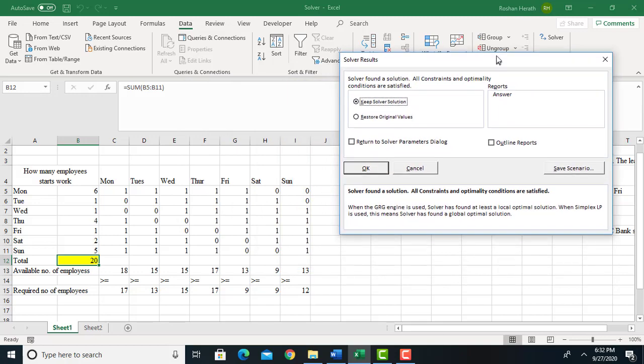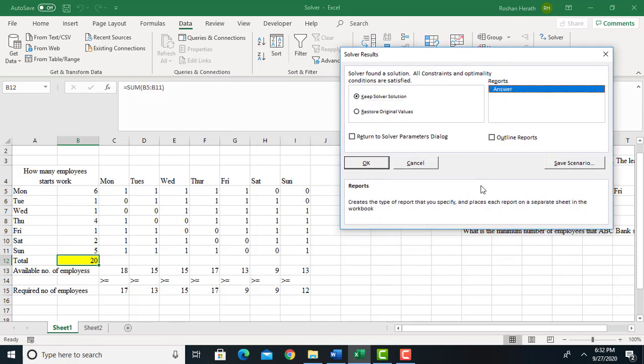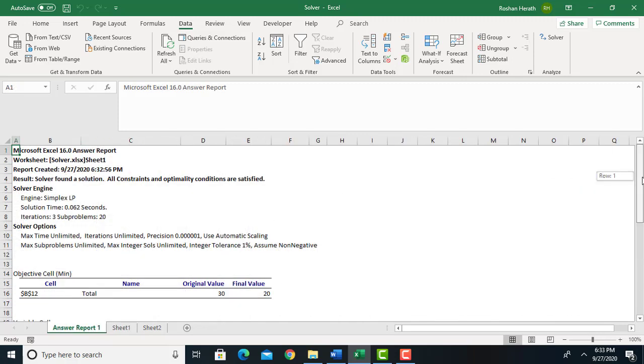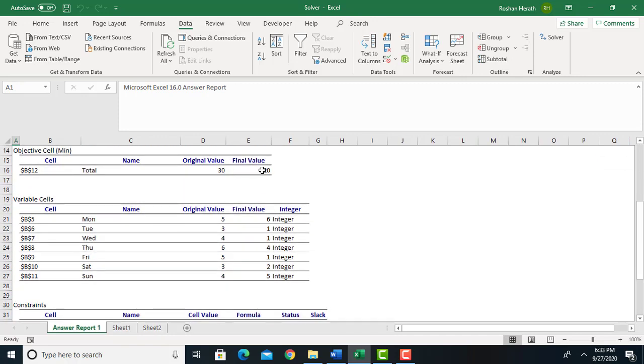You can keep the solver answer, and the answer report can be taken. See what has happened. Earlier we had planned for 30 employees. Now the optimum level of employees has come to about 20 employees. It's like 20 employees is what it takes to perform the particular task. If you go to the answer report, you can see that the original value of the objective was 30. Now it is taken down to 20. If you have 20 employees, you can ensure that this particular task is being performed.